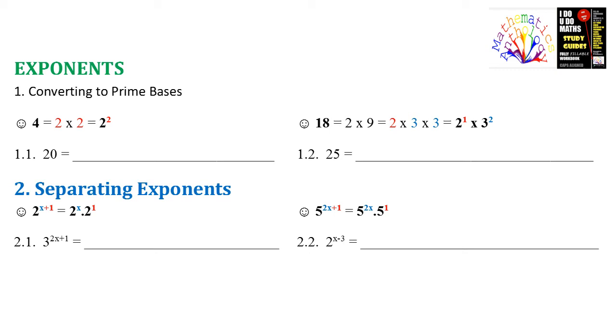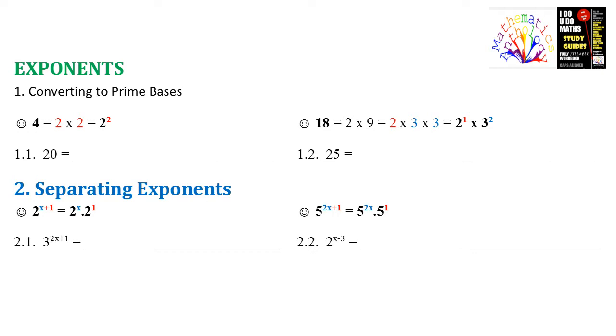Let's look at exponents converting to prime bases. So if we are given the value of 4, if we need to convert this to a prime base, we know that 4 is 2 times 2, which can be written as 2 to the power 2 or 2 squared.